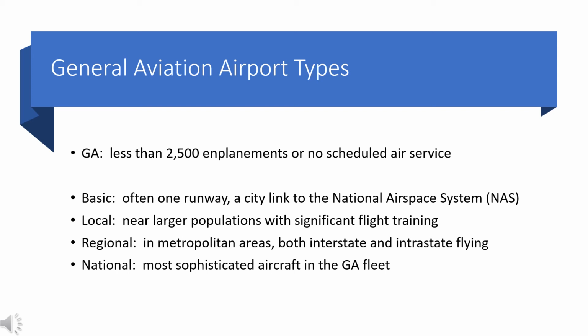Local airports serve slightly larger communities and often feature other aeronautical activities like flight training. Next, regional airports usually function in larger metropolitan areas by facilitating both inter- and intra-state commerce or flight. National GA airports boast the most sophisticated aircraft in all of general aviation. A great example is the Ronald Reagan Washington National Airport, or DCA.